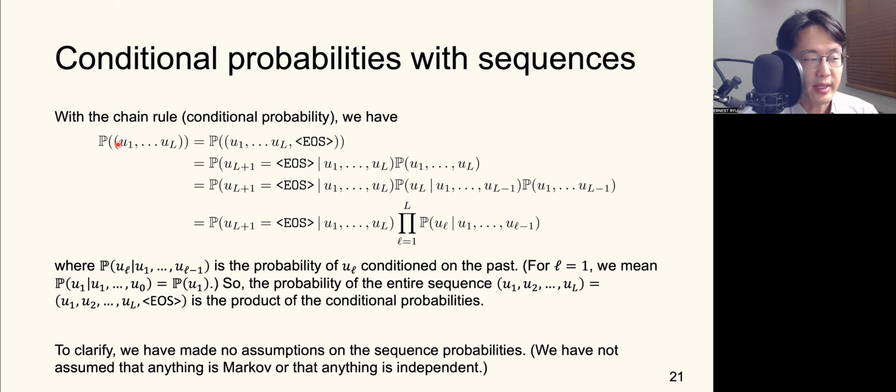To clarify, in this decomposition where we decompose the probability of the entire sequence into a product of the individual token generations, we have made absolutely zero assumptions on the distribution of the sequence probabilities. So we have not made anything like a Markov assumption. We have not assumed anything is independent. This conditional probability decomposition holds always.